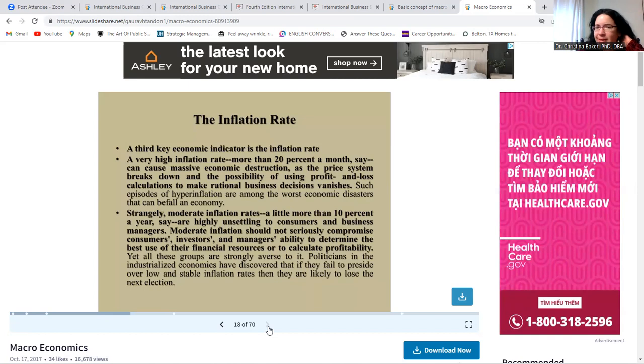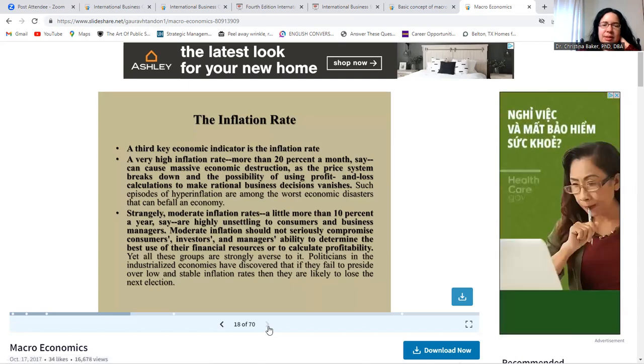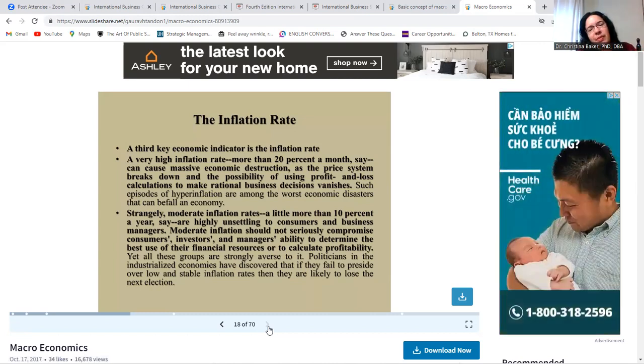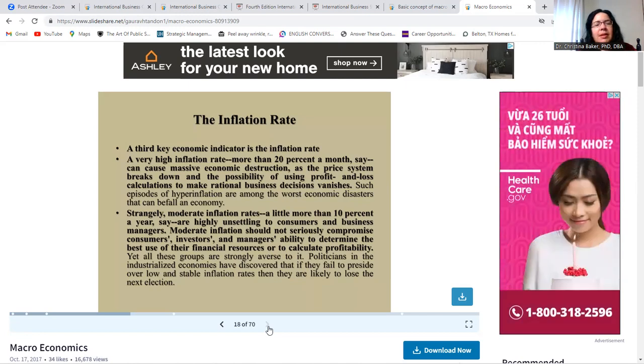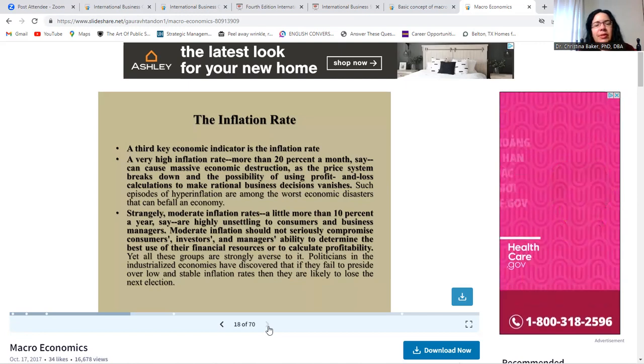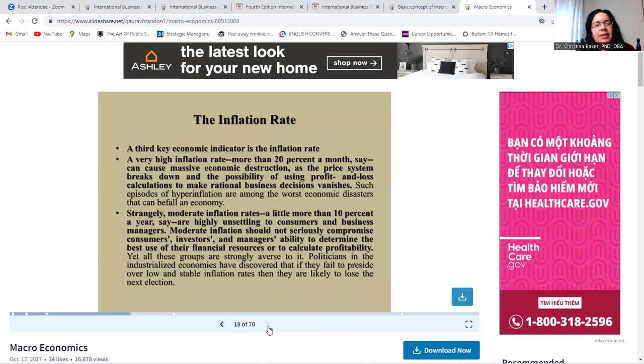Strangely, moderate inflation rates, say 10% a year, are highly unsettling to consumers and business managers. Moderate inflation should not seriously compromise the ability of consumers, investors, and managers to determine the best use of financial resources or calculate profitability. Yet these groups are strongly averse to it. Politicians in industrialized economies have discovered that if they fail to preside over low and stable inflation rates, they are likely to lose the next election.